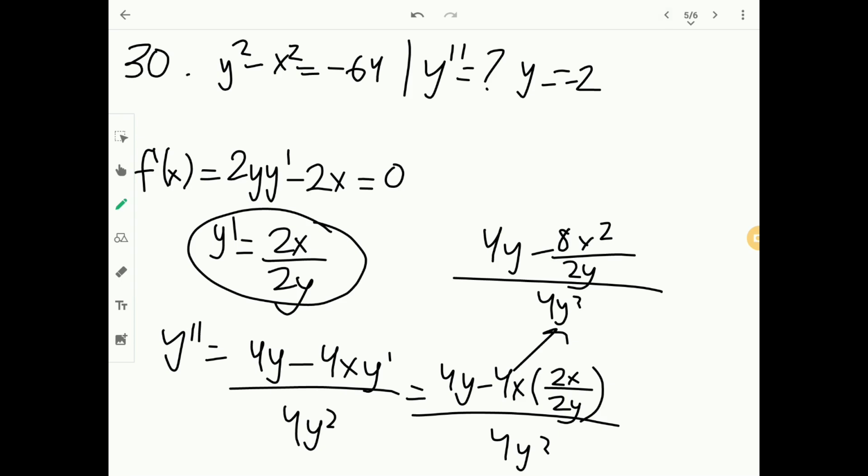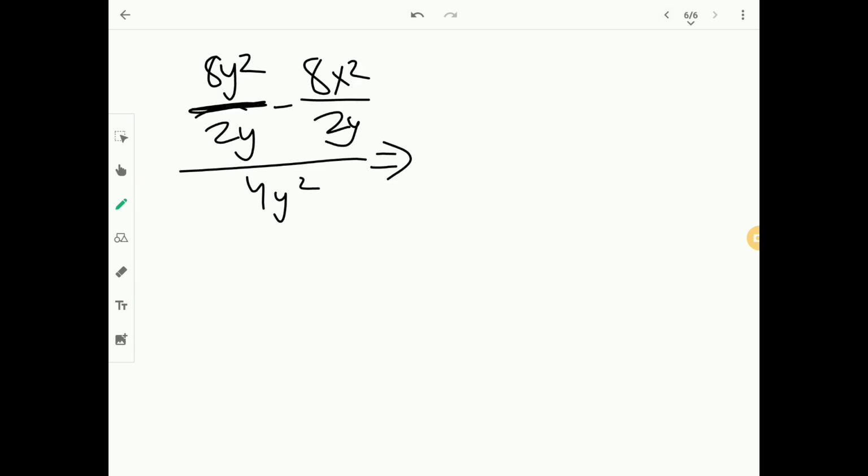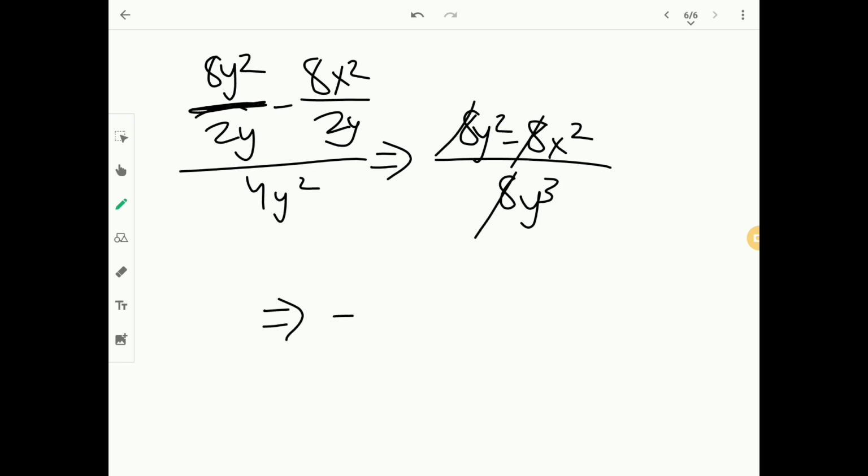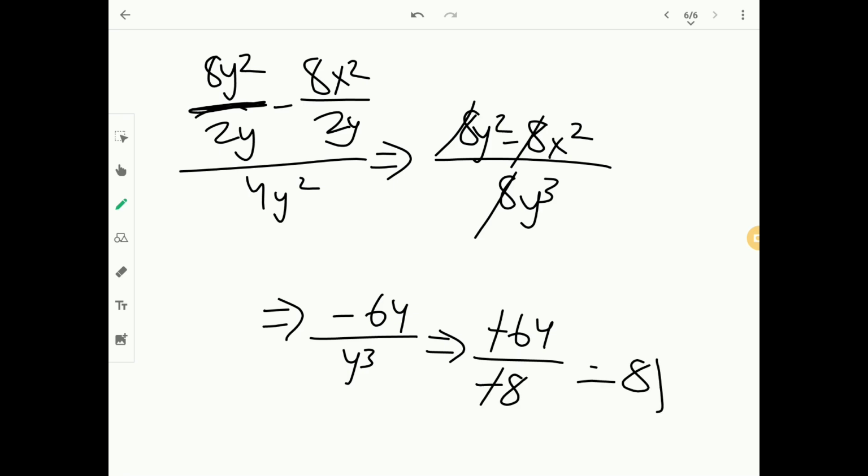Right? 4y squared. You take the 2y down, it's 8y squared minus 8x squared over 8y cubed. Cancels. We know that y squared minus x squared is minus 64, over y cubed, which is minus 2 cubed. So it's minus 64 over minus 8, which is equal to 8. And that's our answer.